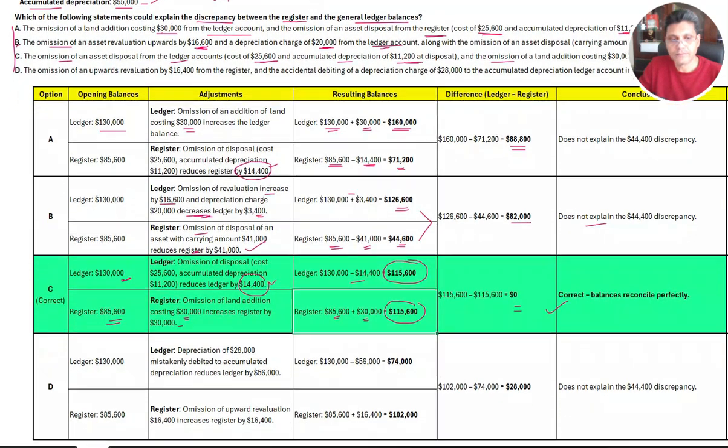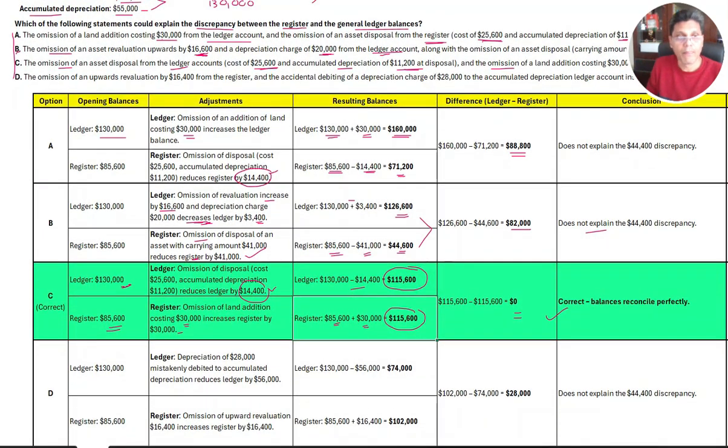What is the impact? Part D, omission of an upward revaluation by 16,400 from the register. So in the register, 16,400 was not recorded. So therefore, you need to add back this 16,400 to the register balance, 85,600. So that will increase to 102,000.